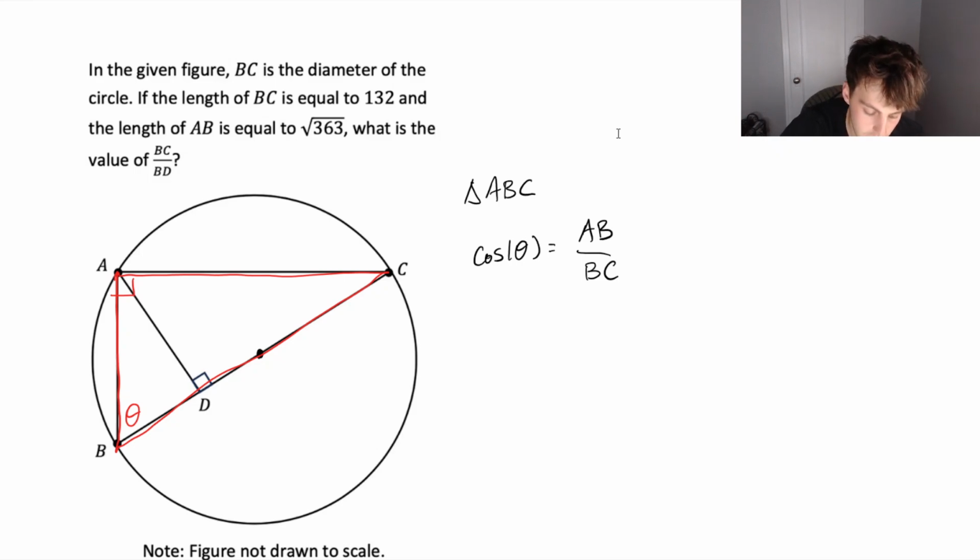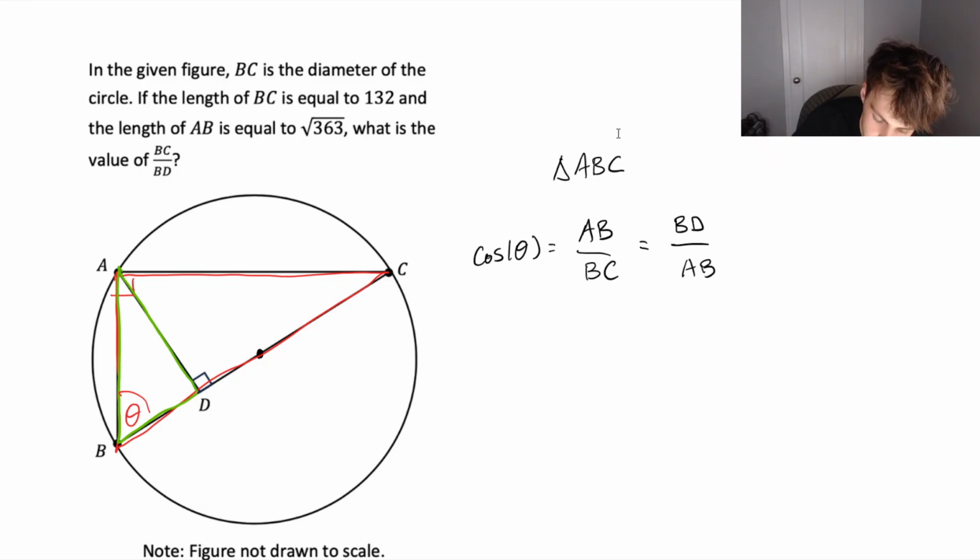And we know that there's another triangle that shares this angle, so its cosine should also have the same value. Let's draw this one now in green. You can see that triangle ABD, since it shares that angle theta, is going to have the same cosine. So for this triangle, the adjacent side to theta would be BD, and the hypotenuse would now be AB. Let's label this as triangle ABC, and this is triangle ABD.